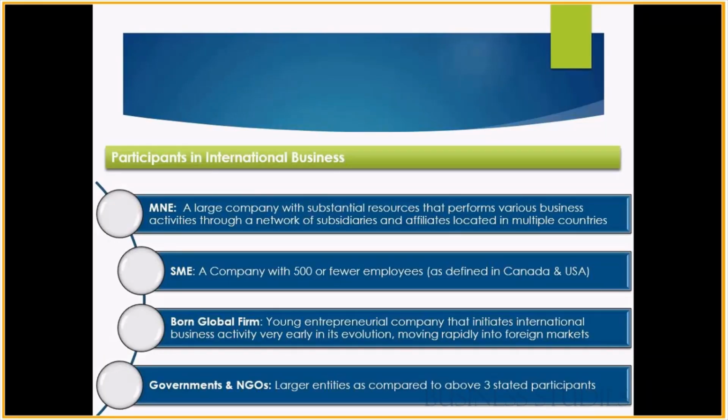The fourth category is government and NGOs, right? Government and NGOs are the fourth category of participant in international business. These are large entities as compared to all the three entities that we discussed above, in terms of buying volumes. For example, you can see NGOs buying products or sourcing medical services from other countries. The volume of buying is quite huge, so they are also participating in international business.